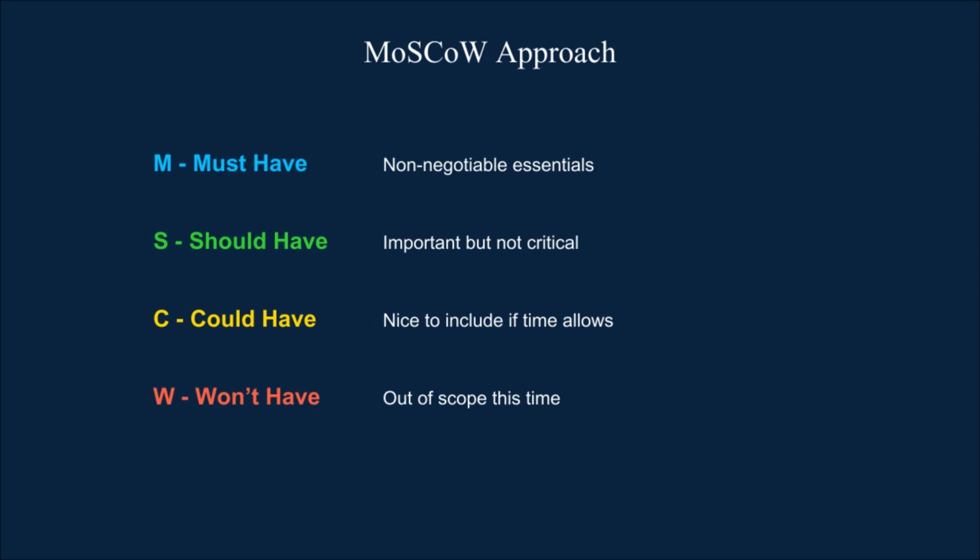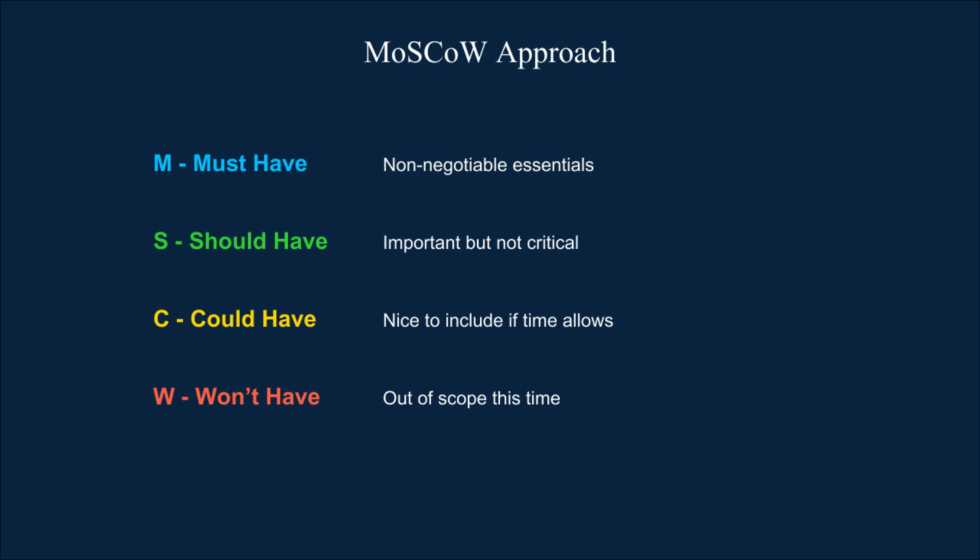We move on to could haves, the nice to have. If the team has bandwidth, you add them. If not, there's no harm. Example, a wishlist feature or product recommendation powered by AI. They make the application exciting, but they are not critical for going live before the holiday rush.